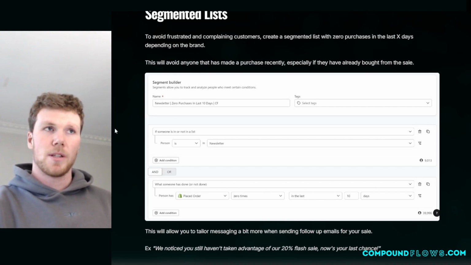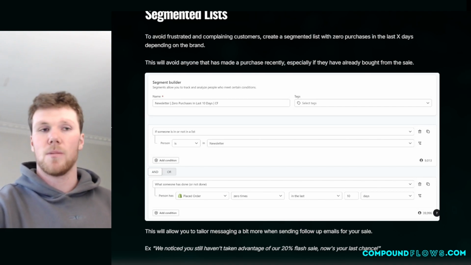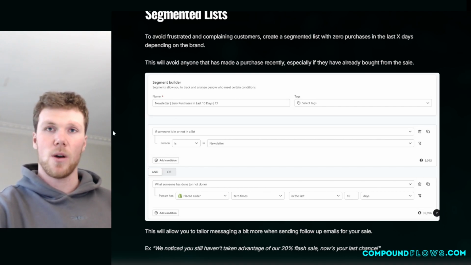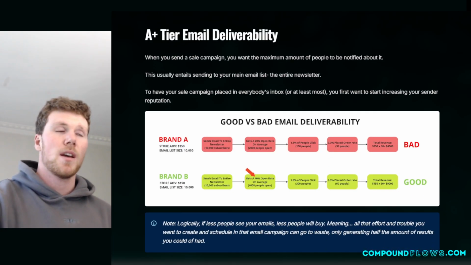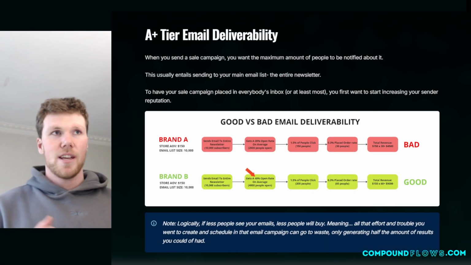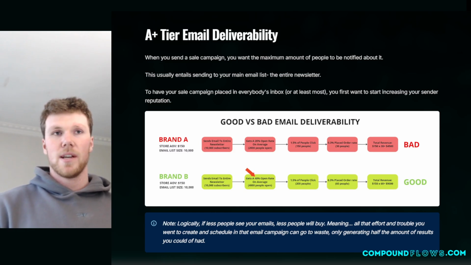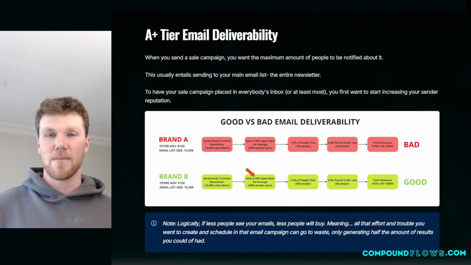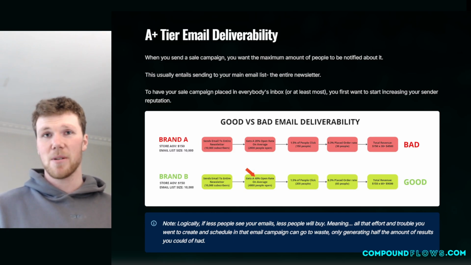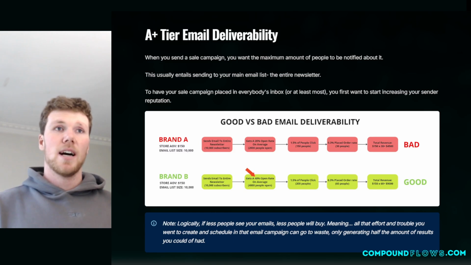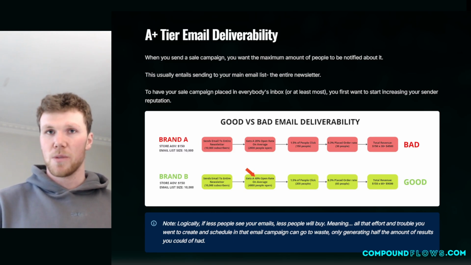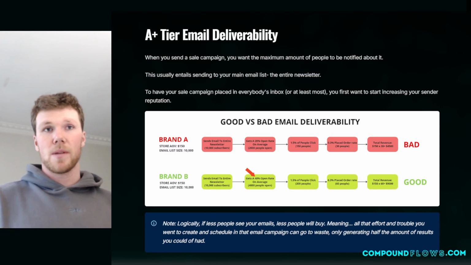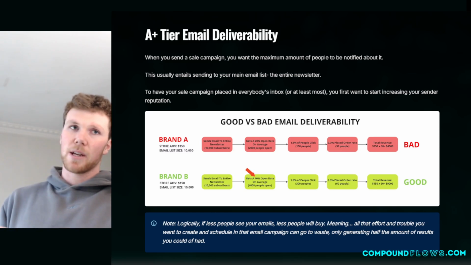So again, just something to note and something to do depending on your situation and what type of sale you're going for. A+ tier email deliverability. Now this is quite important because, maybe you have a really big email list, but if most of those emails are going to spam and your email deliverability isn't great at all, no one's going to be opening up those emails. Nobody's going to be clicking those emails, and nobody's going to go to the website and make a purchase.